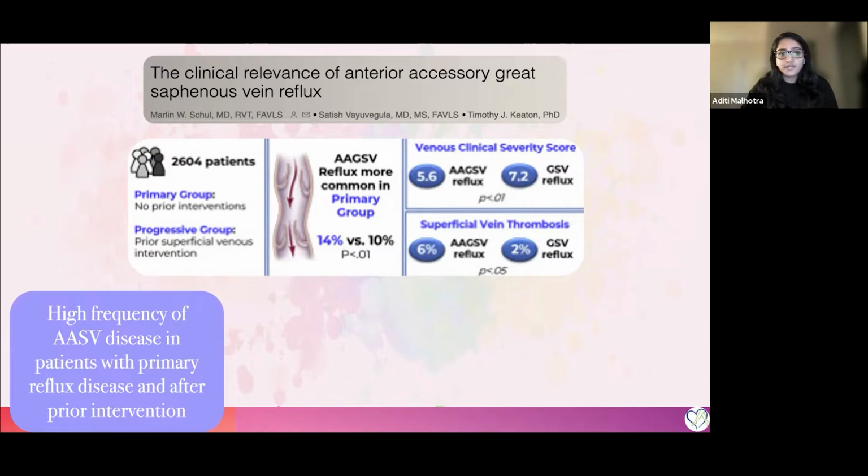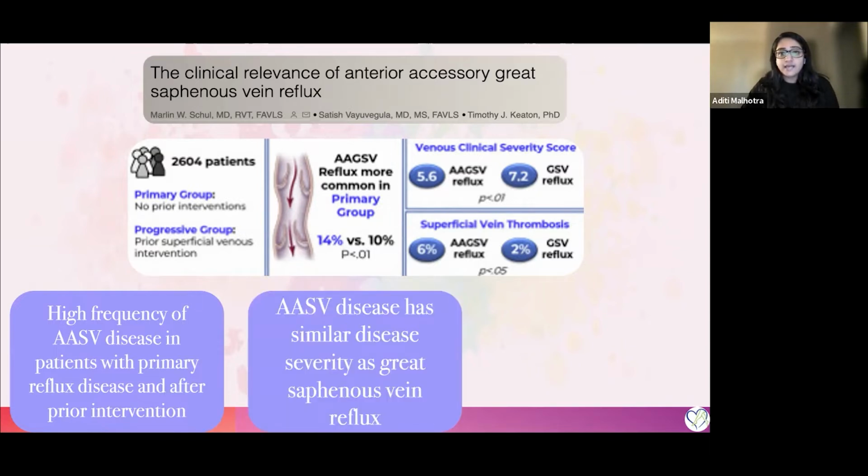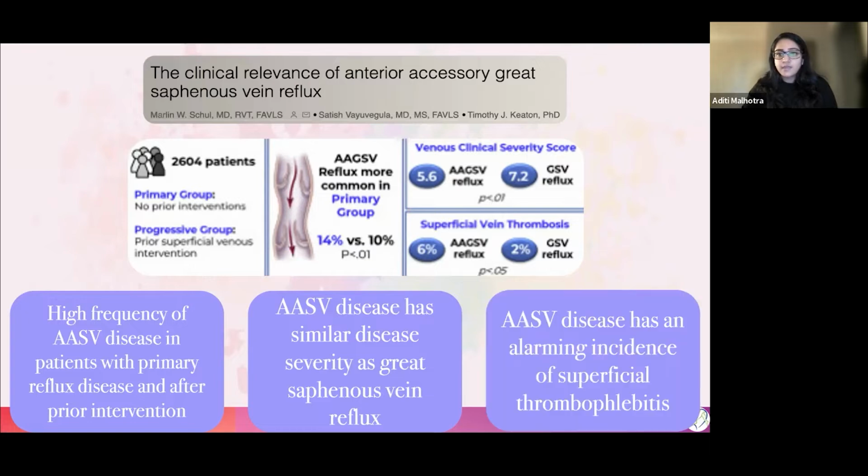So this is very important in that the AASV has clinical significance. The AASV disease has similar disease severity as the GSV and reflux associated with the GSV. So this is another very important conclusion as far as the clinical relevance of treating an AASV disease. And lastly, and unfortunately, AASV disease has an alarming incidence of superficial thrombophlebitis. You can see the p-values that are on this diagram here, and these are the three main conclusions I'd like you to take from this article.